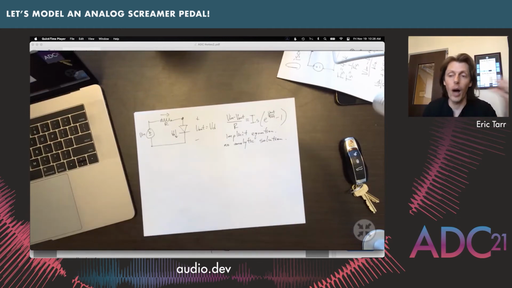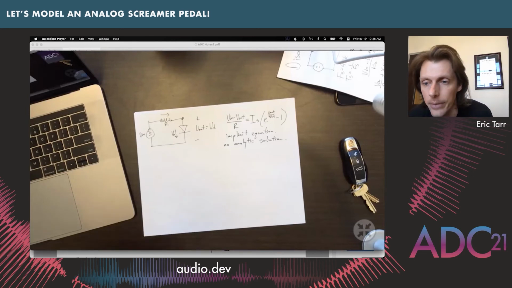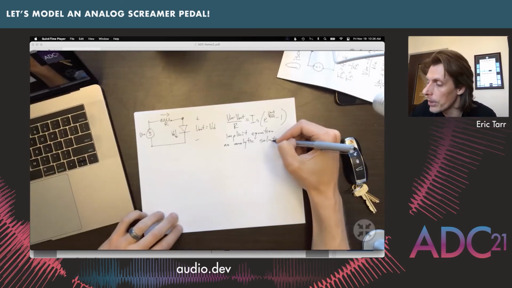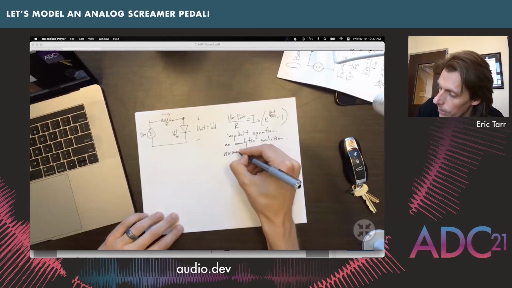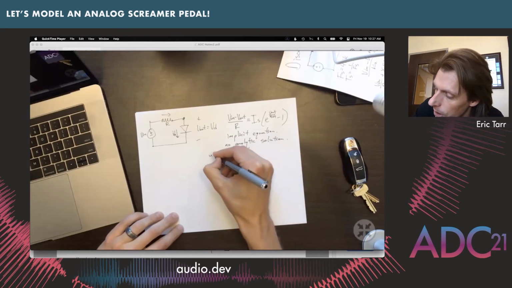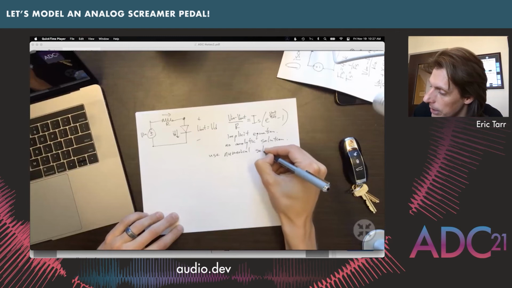That's what we normally think of. Y equals mx plus b. You can rearrange stuff and get it into a form where you're able to calculate stuff that way. So with implicit equations, we can't come up with an analytic solution this way. What we have to do is come up with a numerical solution. So use a numerical solution.